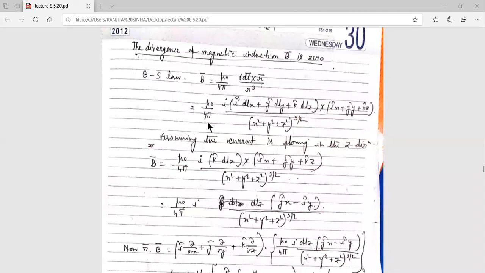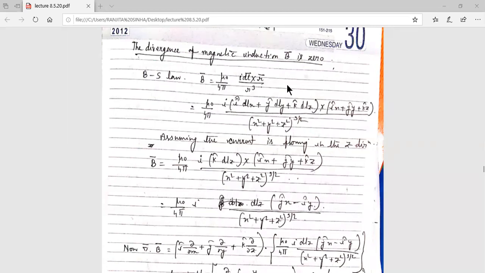Mu 0 by 4 pi. This I is the current, dl is the length. Here I have written dl as i hat dlx plus j hat dly plus k hat dlz, and r is i hat x plus j hat y plus k hat z. And the magnitude of r is x square plus y square plus z square whole to the power half, and it is cubed there, so the power is 3/2.